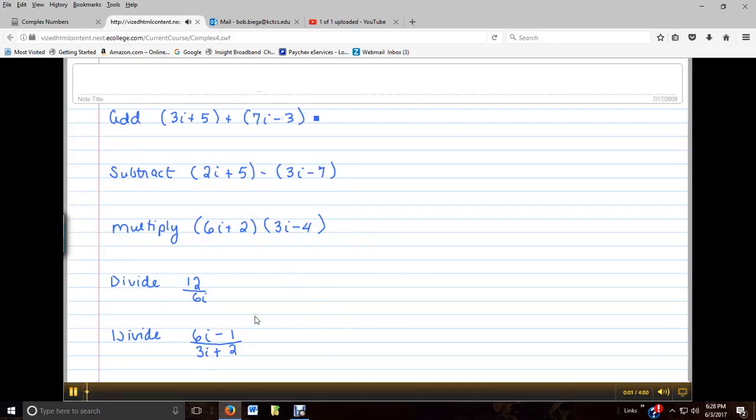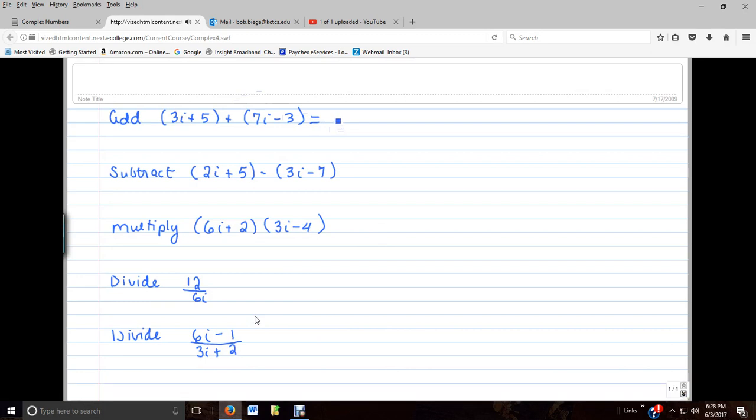Okay, let's look at the following problems. Adding two complex numbers is just like adding like terms in algebra. So here, 3i and 7i is 10i, and 5 and negative 3 is 2.